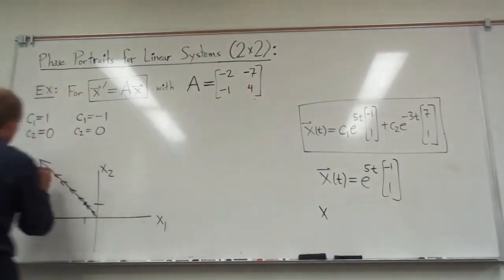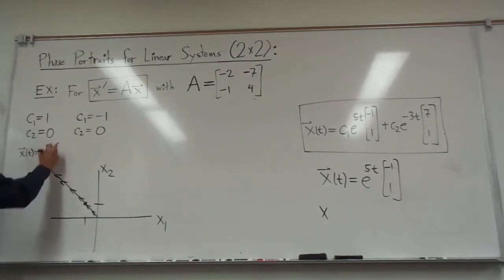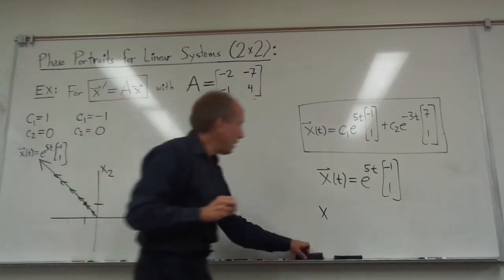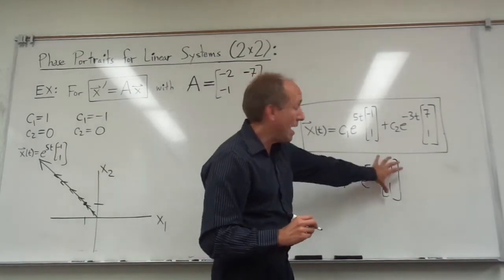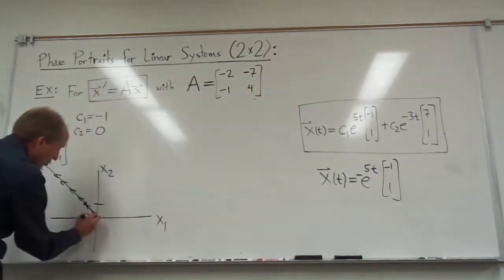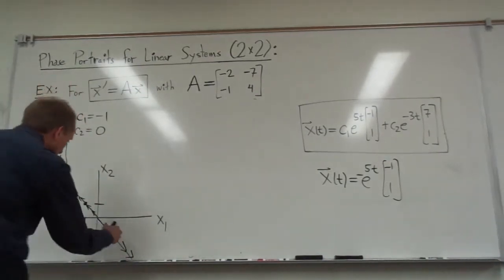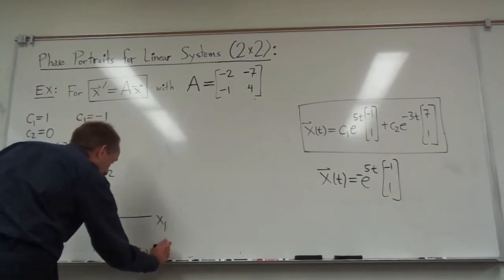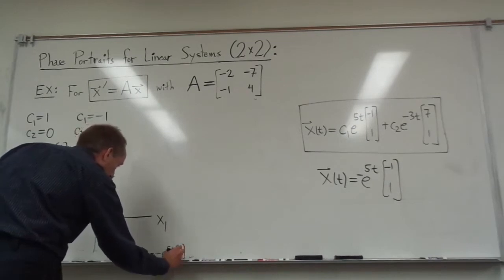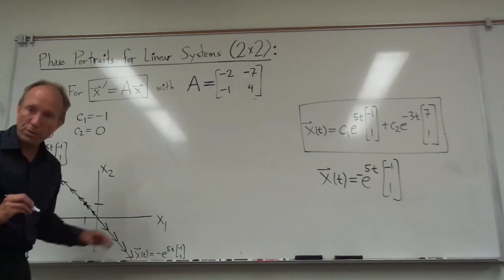So maybe just over here, I'm going to write down, this is x of t equals e to the 5t times negative 1, 1. If I change C1 to negative 1, I'm just going to negate that vector. And that just means that my solution now is going to go exactly in the opposite direction, right? This curve going in the opposite direction here, this is the solution negative e to the 5t times negative 1, 1. Okay, so it would look just like that. All right? So there's your second solution.